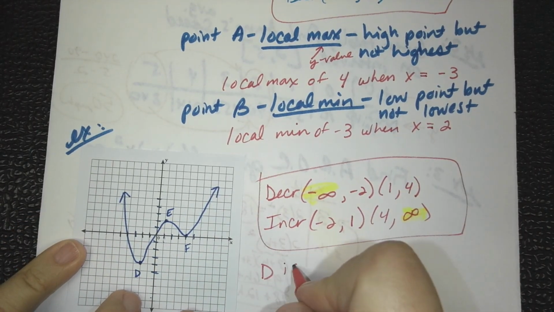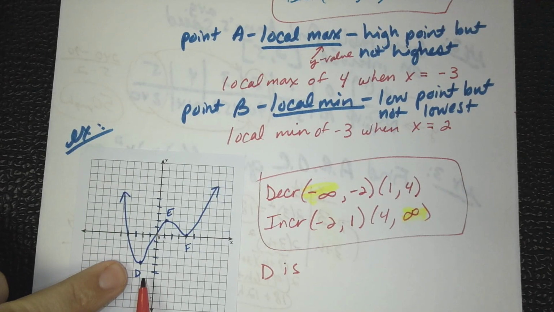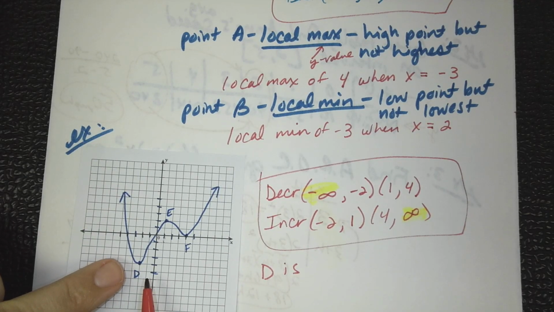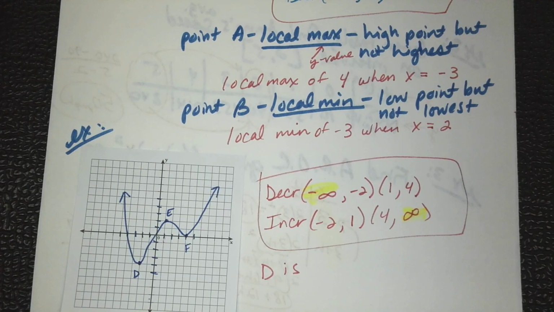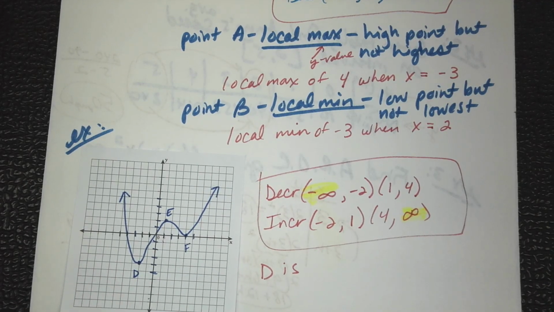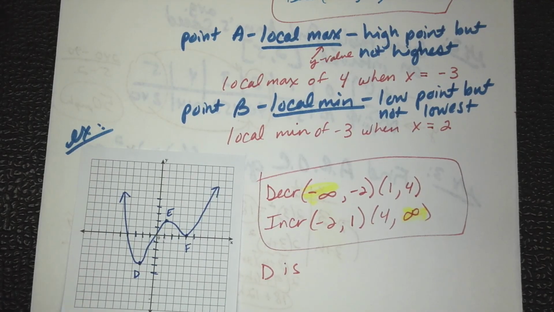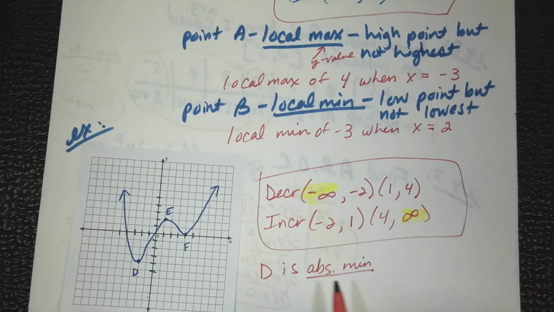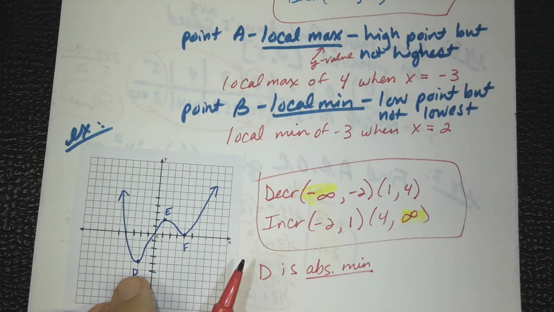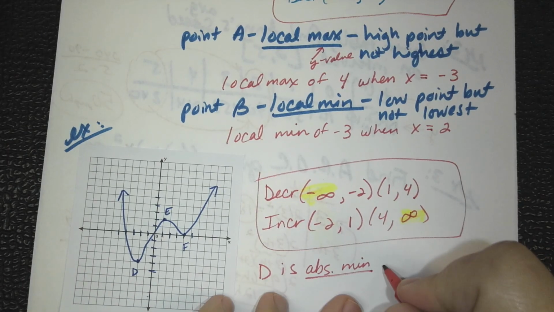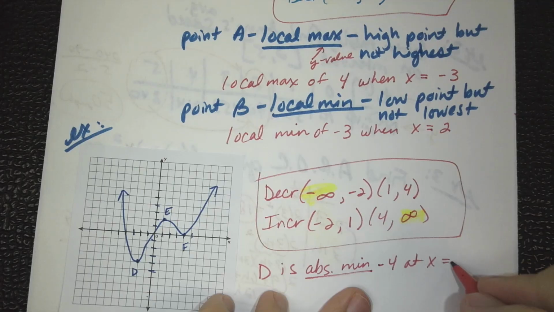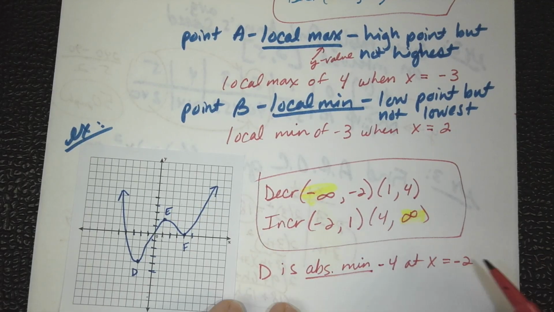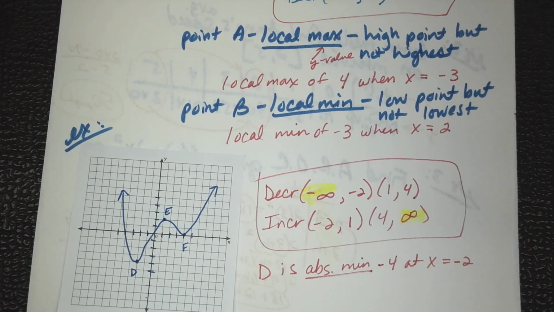Now you've got to tell me what I have here. Point D. What is point D called? It's not a local min. Oh, no. It is the ultimate min, also known as an absolute min. There is nothing else lower. And what is that absolute min value? Negative 4, at x equals negative 2. We are getting it.